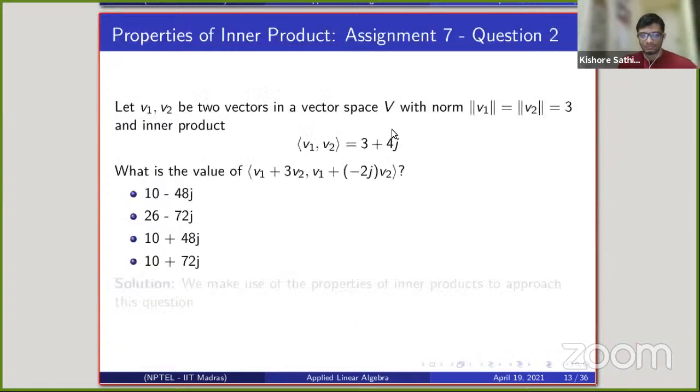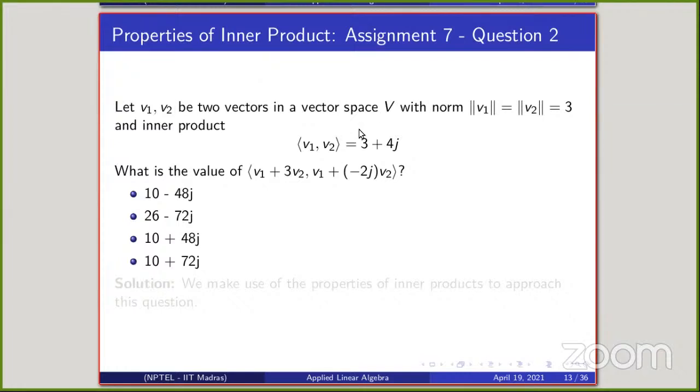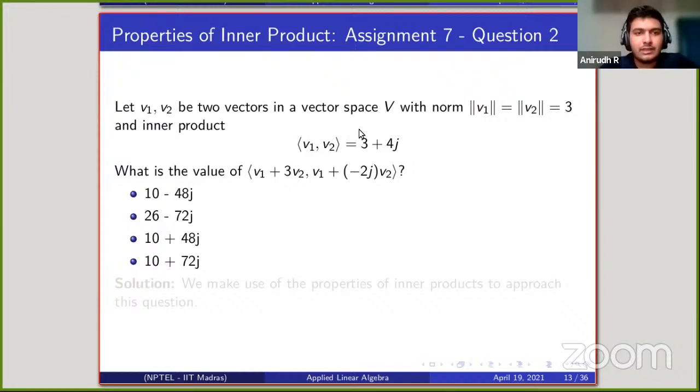Thanks. Yeah, I'll be discussing 3 questions from assignment 7. The first one is based on properties of inner product. We are doing question 2 from assignment 7, where we are given 2 vectors, v1 and v2. We are given the norms of these vectors, and we are also given the inner product of these 2 vectors. We are asked to find the inner product of these new vectors, v1 plus 3v2 and v1 minus 2jv2. Here, by the way, j is nothing but root of minus 1. In electrical, we usually use j instead of i, because i is used for current. So we are given 4 options, and we need to find this inner product.